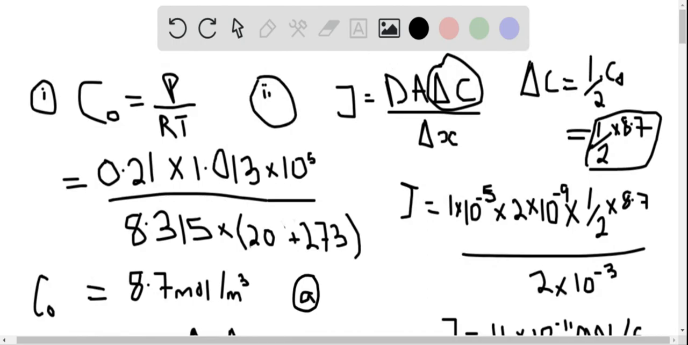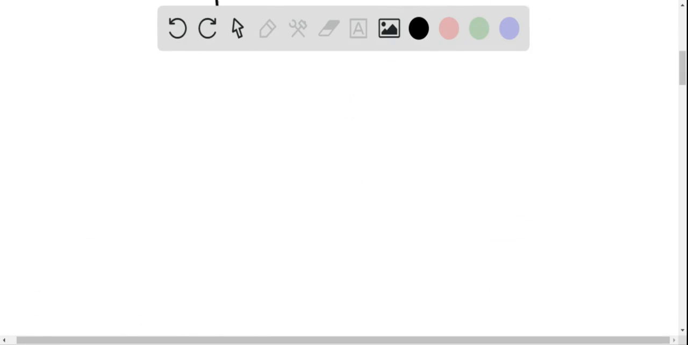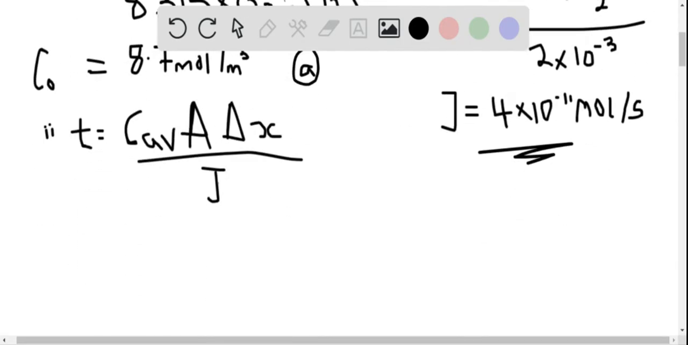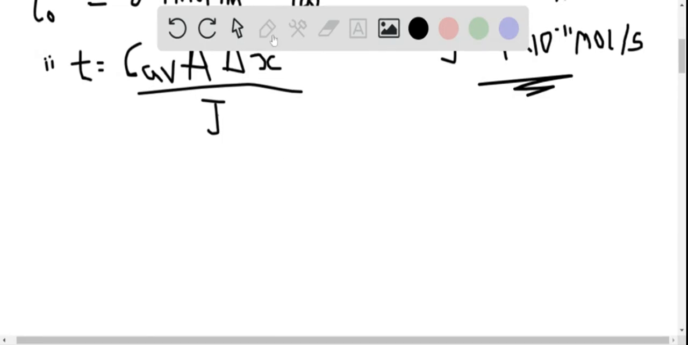And we've also been able to calculate the concentration change and our concentration. So now it's time to calculate the average time for a molecule to diffuse, using T is equal to C average multiplied by A multiplied by X divided by J. But we haven't been given C average, so we would have to substitute the equation for the average concentration.